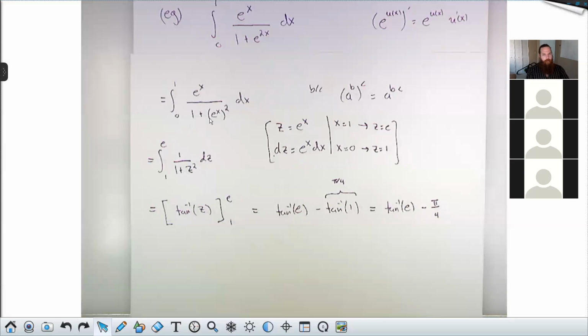Questions on this correct solution to this problem? Any of the algebra steps or calculus steps here that we want to talk about?